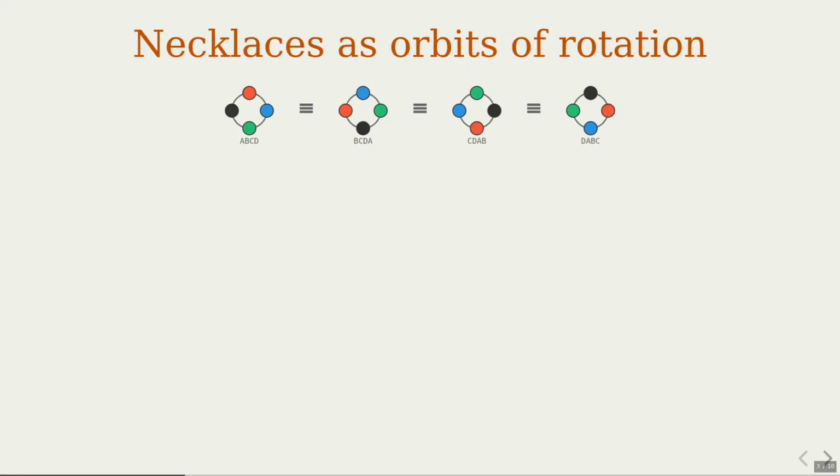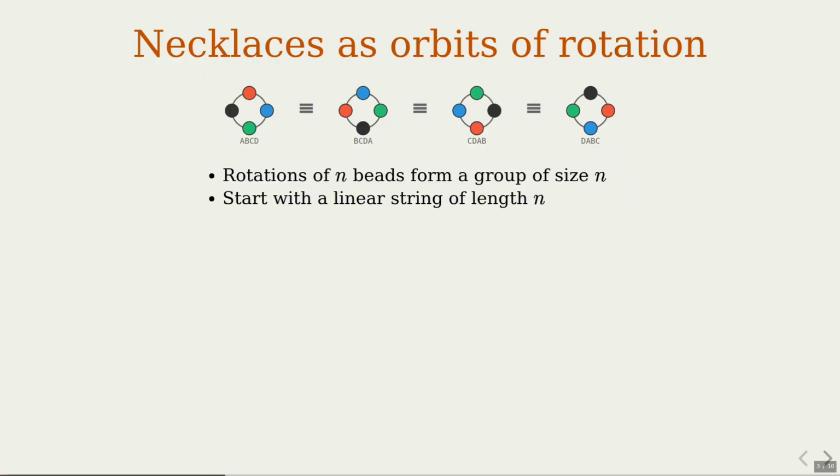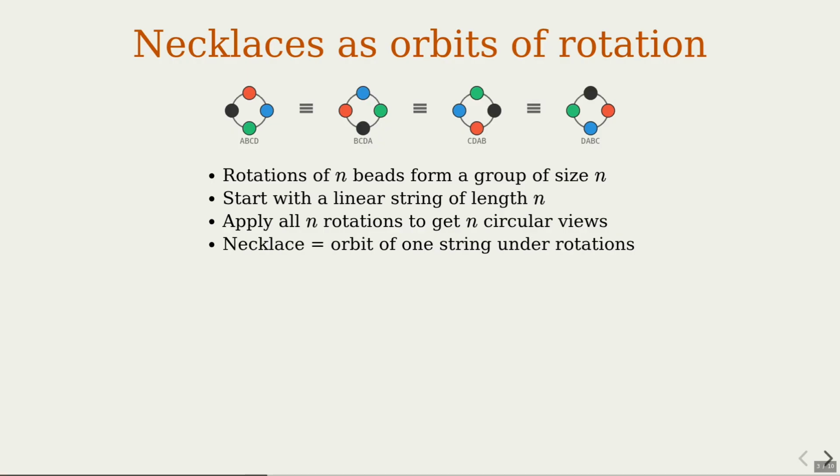To count necklaces, it helps to see how rotations act on the set of all linear strings. There are n possible rotations, including the do-nothing rotation and the rotation that moves each bead one step, and so on. Take any arrangement of beads in a row, then imagine joining the ends so it becomes a circle. If you rotate by every possible amount, you see up to n different circular views of that same underlying string. So each necklace is really an orbit, the entire collection of rotated copies of a single string. Thinking of necklaces as orbits under the rotation group lets us bring in powerful symmetry counting tools.